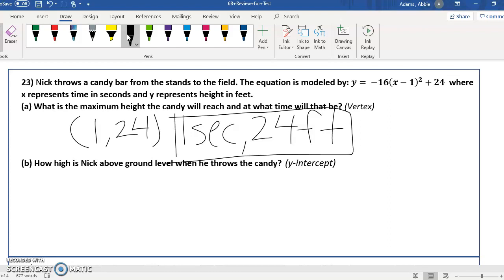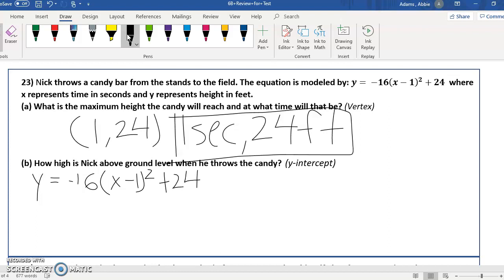Now, how high is Nick above the ground when he throws the candy? So we've got to find our y-intercept. In order to do that, we're going to have to change this equation from vertex form to standard form. I can use BDA, that's box, distribute, and add. So I've got y equals negative 16 times (x minus 1) squared plus 24. I'm just going to rewrite the equation here.